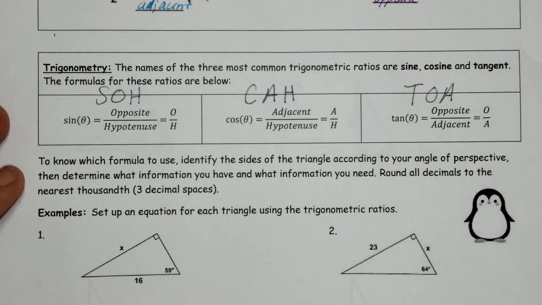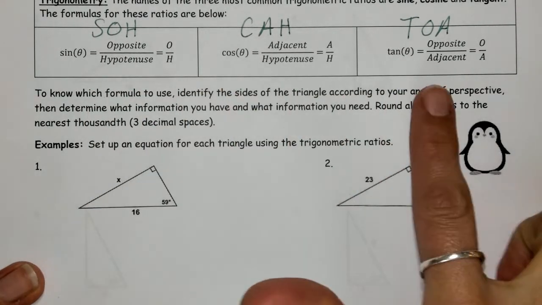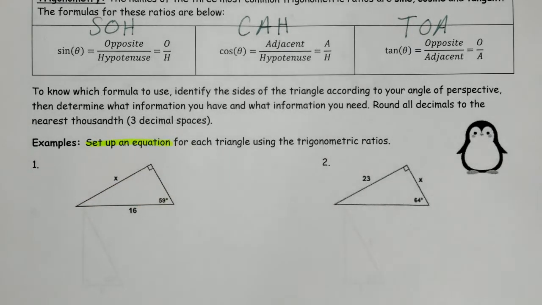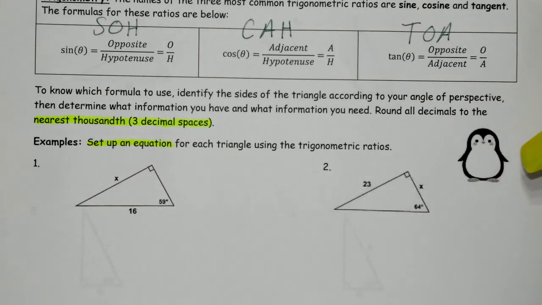What we're going to do with the following problems is choose which one of these formulas we're going to use, and right now on the front page, we're just going to set up the equation. When we get to the back side, we are going to actually learn to solve it, plugging into our calculator. And when we solve, we want to round to the nearest thousandths, which is going to end up being 3 decimals, or 3 numbers after the decimal.